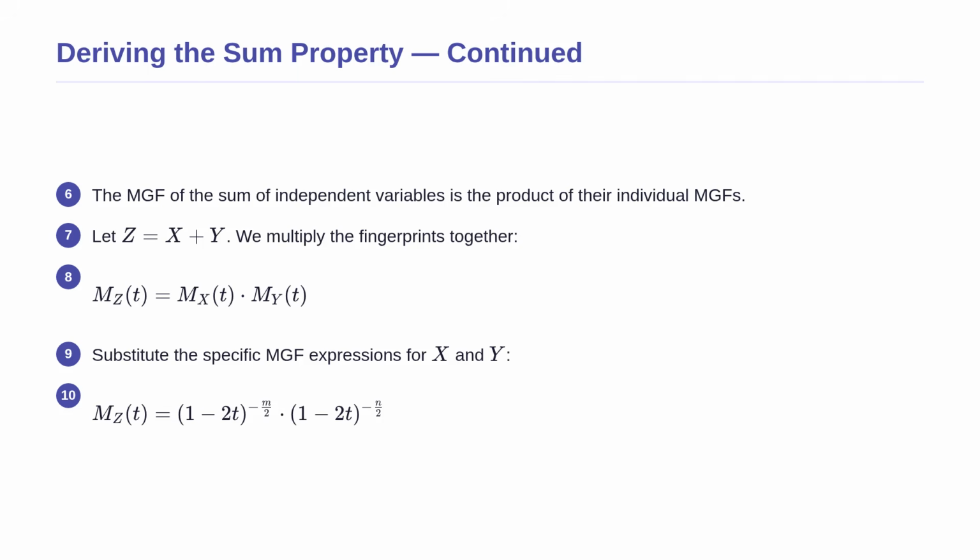Moving forward with our derivation, we use a fundamental rule of probability. The moment generating function of the sum of two independent random variables is equal to the product of their individual MGFs. Let z be our new combined variable, x plus y. Because x and y are independent, we can simply multiply their individual fingerprints together to find the fingerprint of their sum. This multiplication step is the crucial mathematical engine that makes the additive property work.